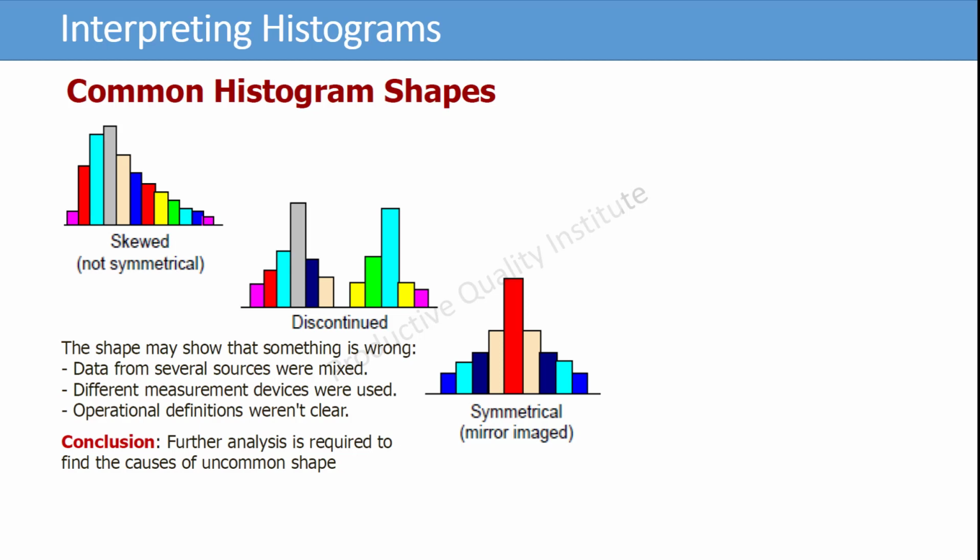For example, data from different sources were mixed. Different measuring devices were used. Operational definitions were not clear. Normally, further analysis is required to find the causes of uncommon shape. During the course, we will learn the tools and techniques to measure and analyze the data and find the source of the problem in order to solve it.